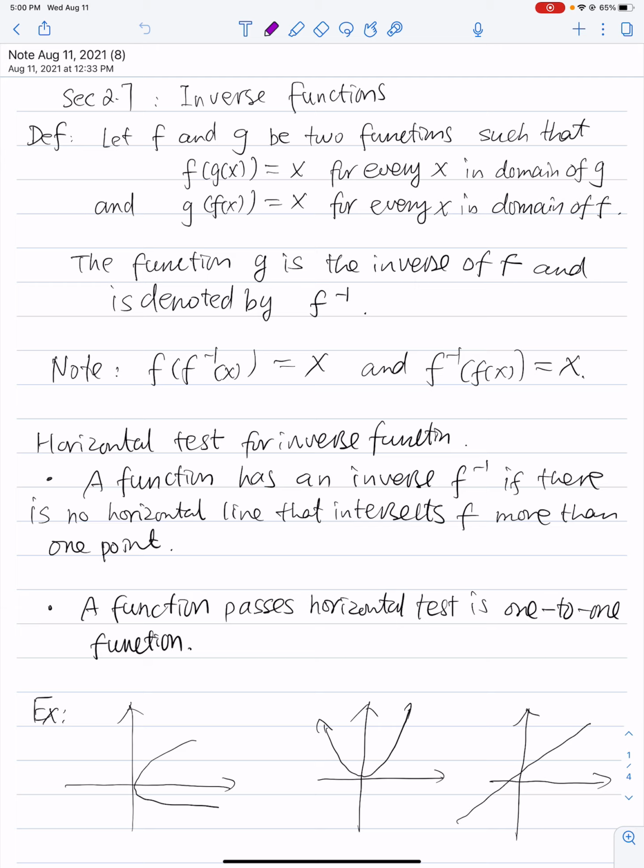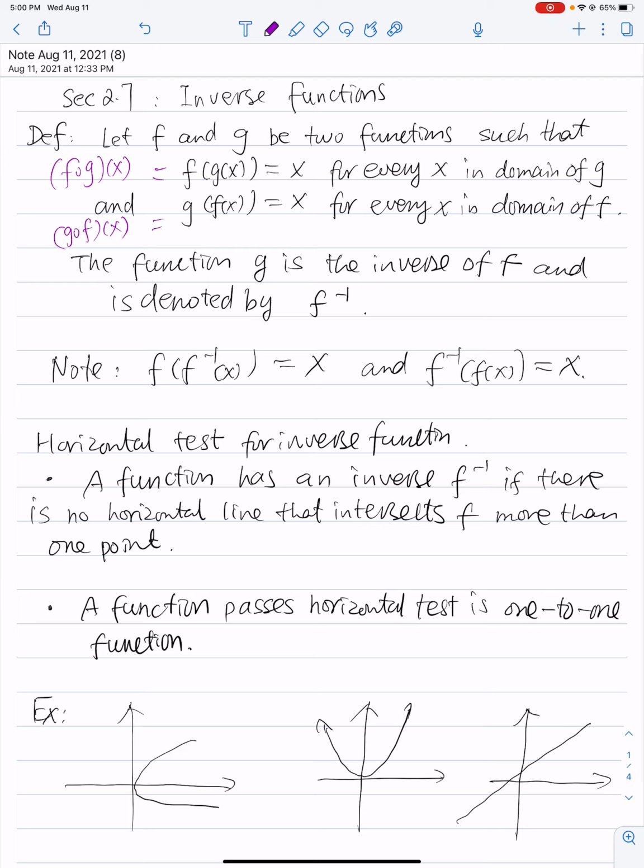Okay, so we will continue to talk about section 2.7, inverse functions. Let f and g be two functions such that f(g(x)) equals x for all x in the domain of g, and g(f(x)) equals x for all x in the domain of f. If you remember, f(g(x)) is also f composite with g. If both of them happen to be x, we call these inverse functions of each other.